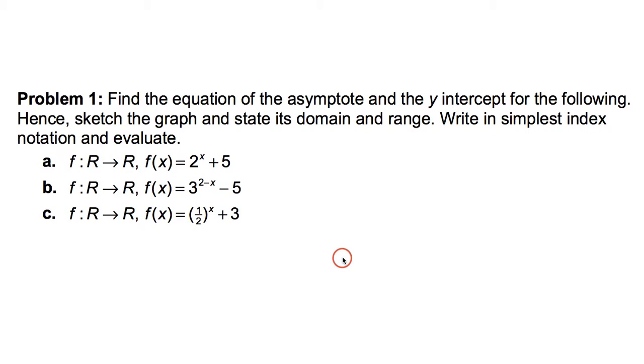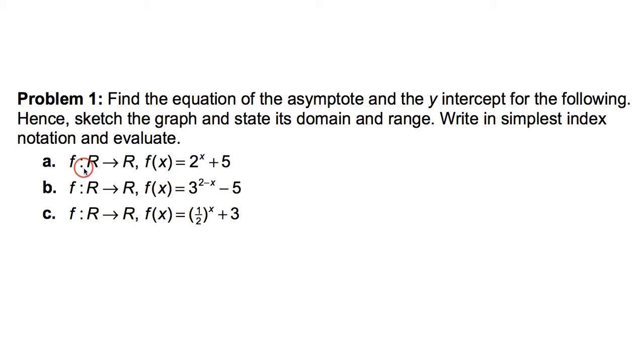Okay, we're looking at the solutions to the problems that were given in exercise 5D. The first problem: find the equation of the asymptote and the y-intercept for the following. Hence, sketch the graph and state its domain and range. This next sentence is a bit of a typo, so please ignore that. That shouldn't be there. In A, we've got a function f.